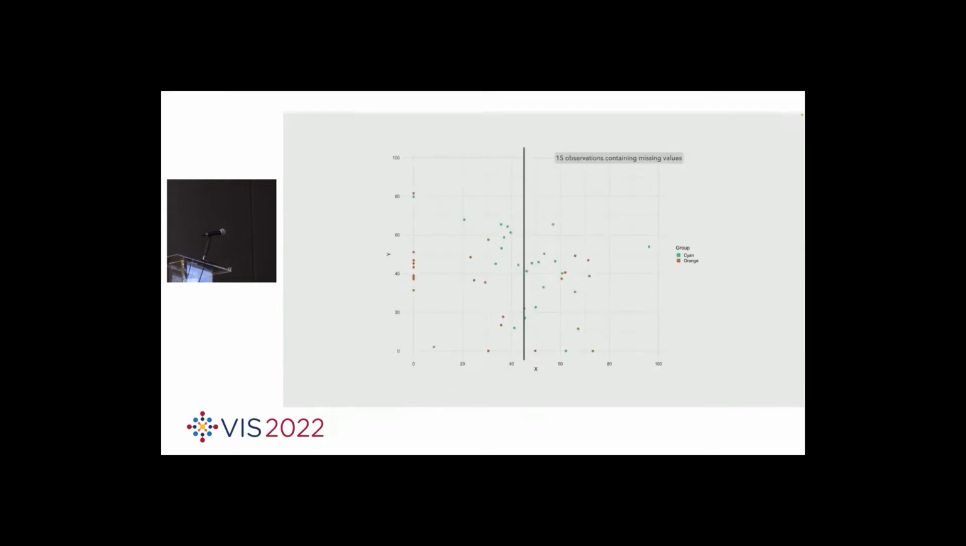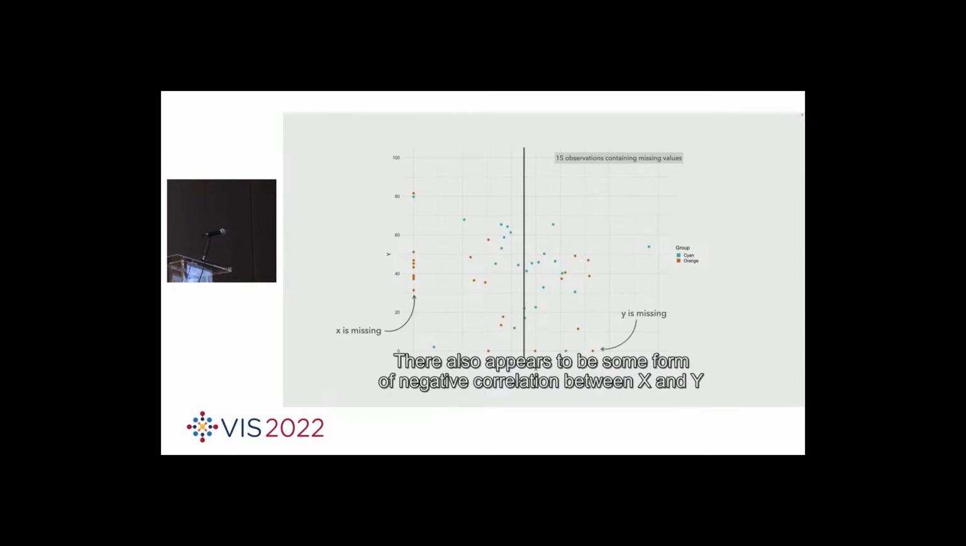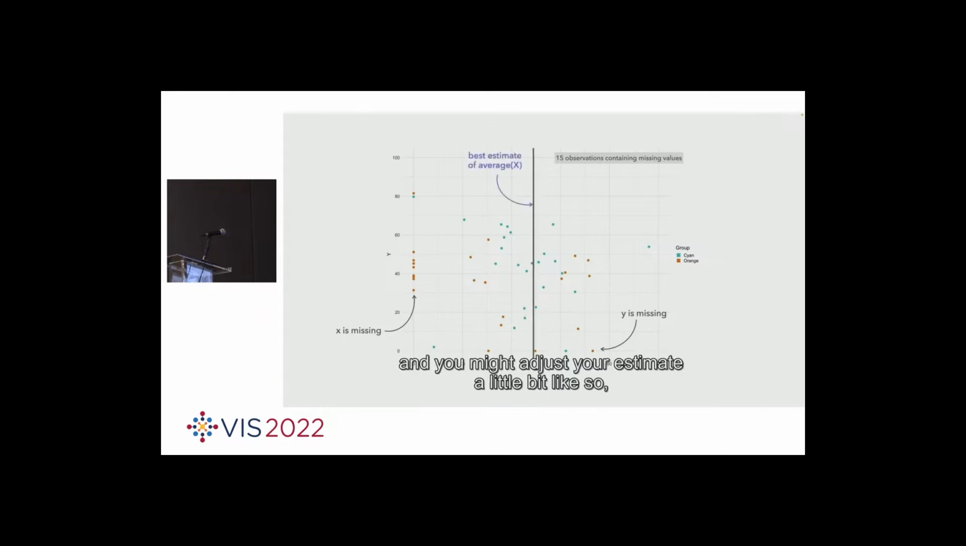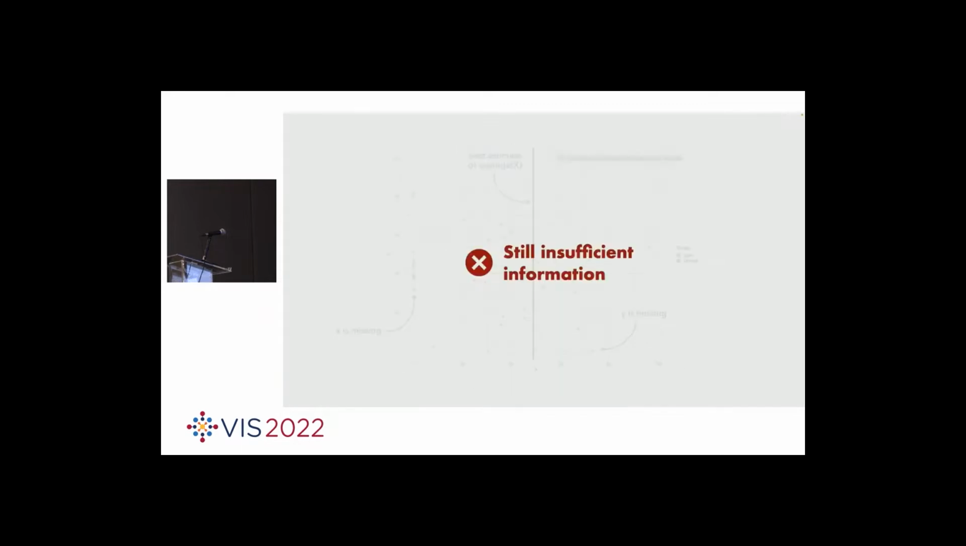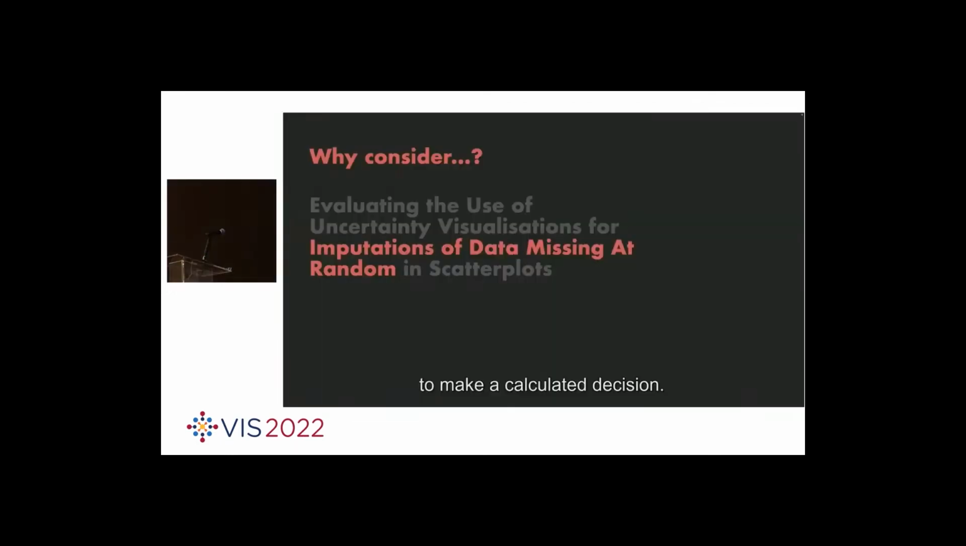The other way that current EDA tools support visualization of missing values is by zero filling. In this view, you have a little bit more information, so you might think, oh, there are more observations that have the X value missing than the Y value. There also appears to be some form of negative correlation between X and Y, and you might adjust your estimate a little bit like so. But this is still insufficient information to make a calculated decision.